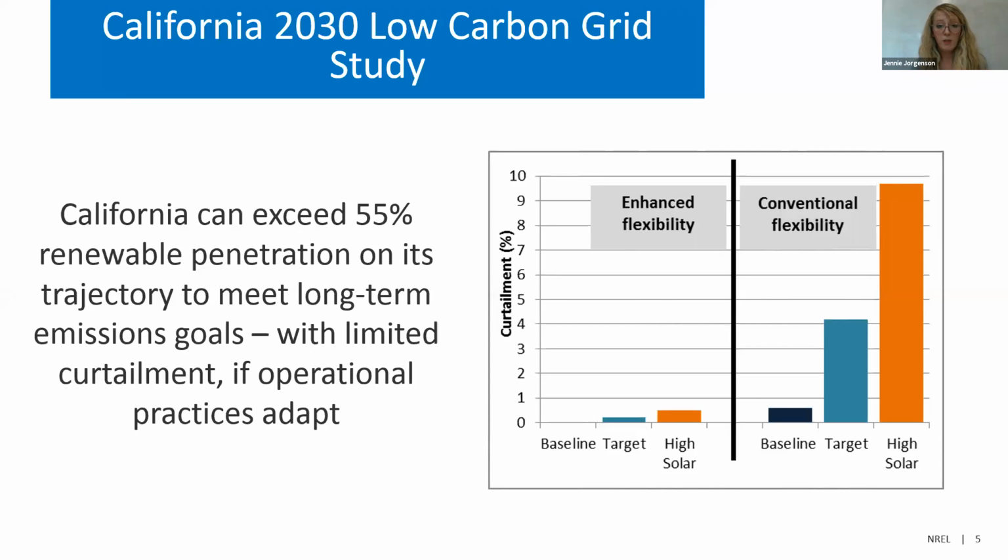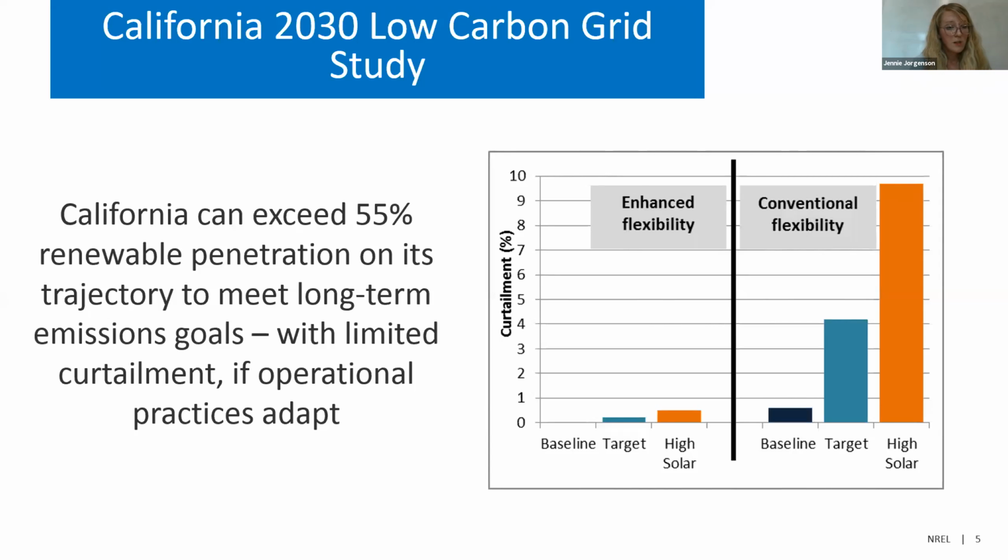But at the time when they were considering adopting a 50% RPS, NREL did some analysis to look at 55% renewables on the system and found that 55% doesn't necessarily have to be scary. It might require new operating practices, such as more interaction with the neighboring states, allowing must-run thermal generation to turn off, et cetera. If California continues many of its conventional operating techniques, 55% renewables could result in significant curtailment. Obviously, curtailing renewables is not helpful to California achieving its goals.